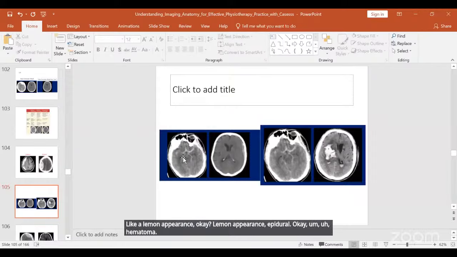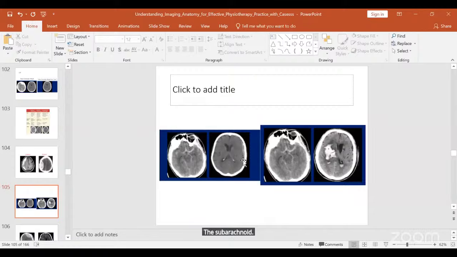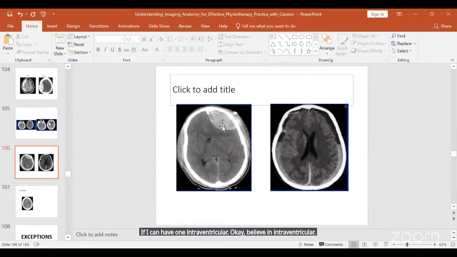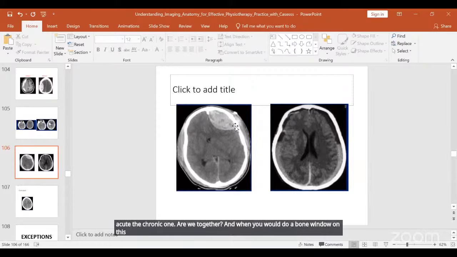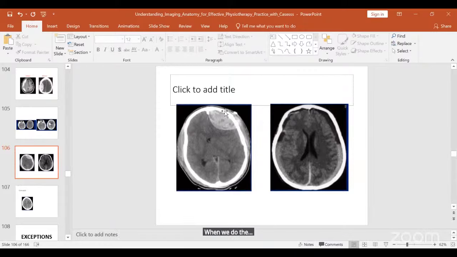The subarachnoid, subdural, subarachnoid, intraparenchymal. In fact, you can have intraventricular bleeding. So this one is epidural, subdural. This is even a mix of acute and chronic. That's acute, this is the chronic one. Are we together? And when you do a bone window on this, especially on this, we'll see the cause, the site of the fracture.